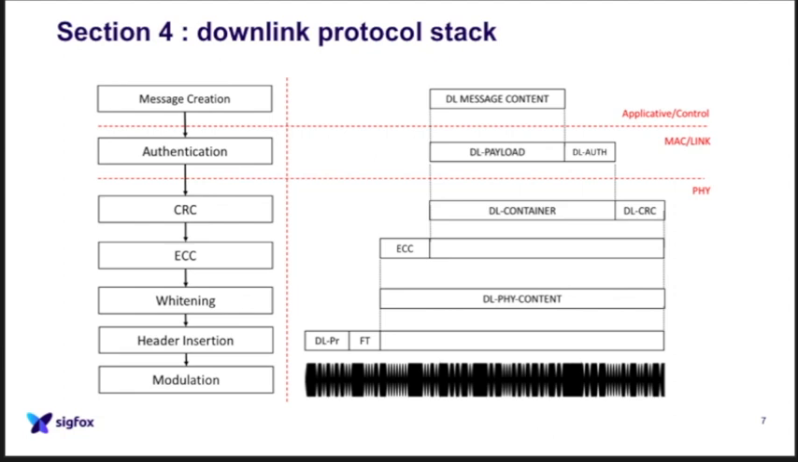Then we have a CRC for error detection, a BCH code for error correction, and a whitening function. The radio frame is then concatenated with preamble and frame type as in uplink before going to the modulator and power amplifier. So it's quite straightforward if you have understood the uplink protocol stack. The downlink protocol stack is quite equivalent.